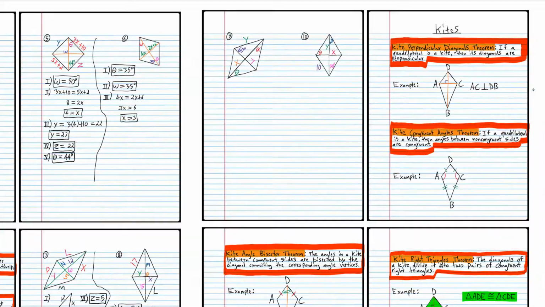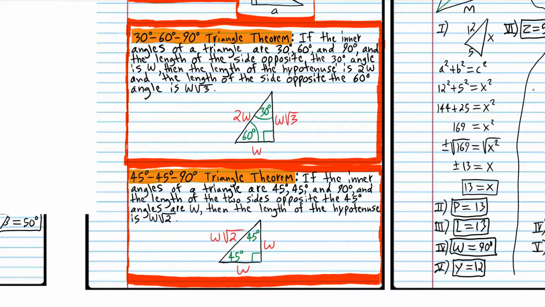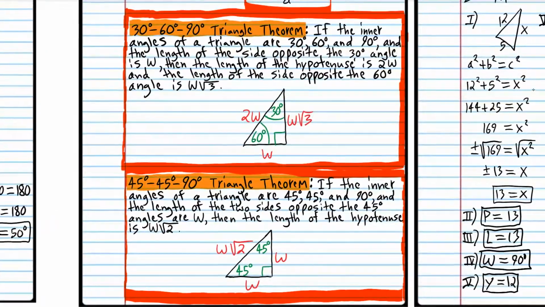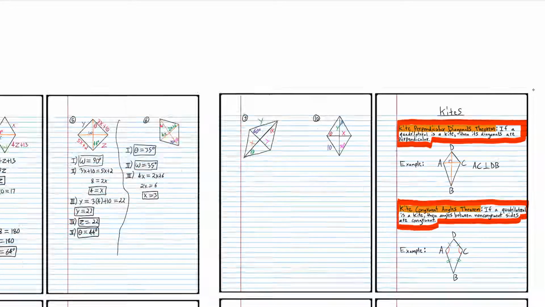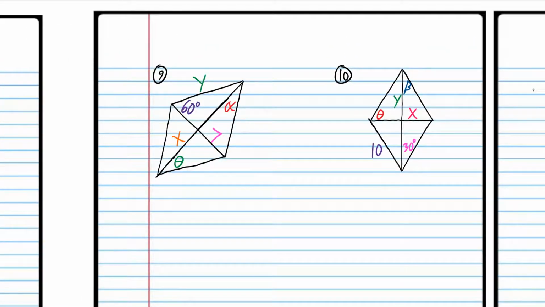So now we're going to do 2 more rhombus problems. You're going to need this information here, so be sure to get a screenshot of these theorems. Because remember, we learned special triangles and special angles in those triangles. We're going to need that for these problems. So what we're going to do, we'll do the first one together. Then you can do this one on your own.